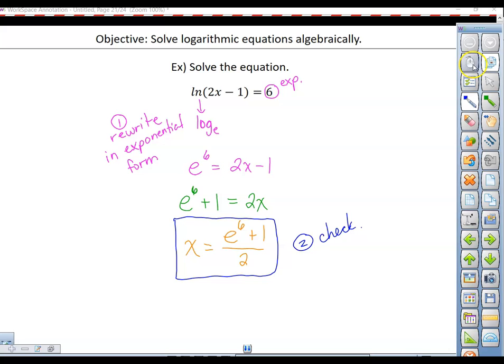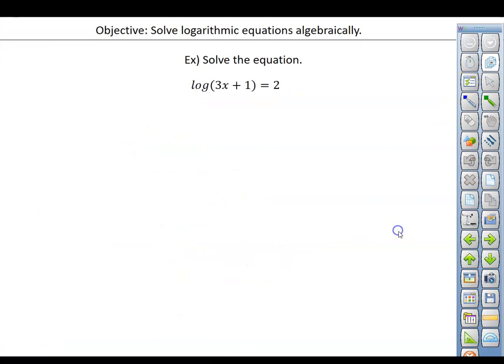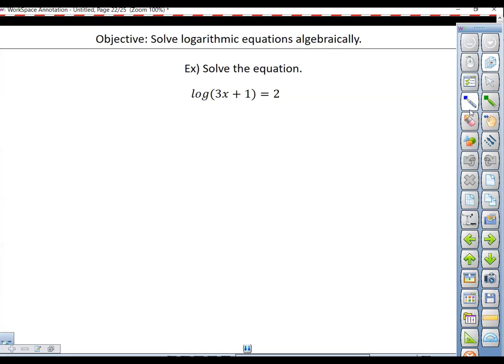All right, let's take a look at our next example. So here we have similar type of structure. So we have a logarithm equals a number, and so there's no need here to use any properties of logarithms. We've already got it as simplified as we could possibly get it before moving on to the point to where we change this now into its exponential form.